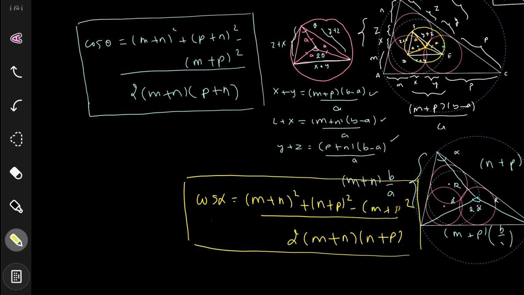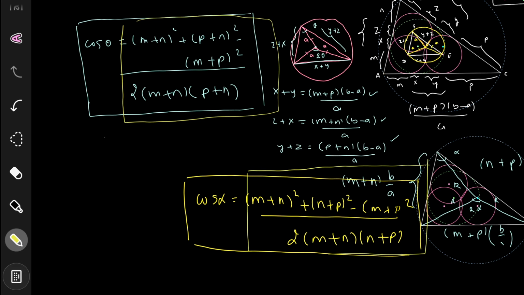So here we have got the value of cos of alpha, and previously we had the value of cos of theta. Surprisingly, we can see that the right hand side of both of these equations are the same. Hence we can compare the left hand side. So cos of theta equals cos of alpha. This gives me the result theta is equal to alpha. Hence the angle theta is equal to the angle alpha.